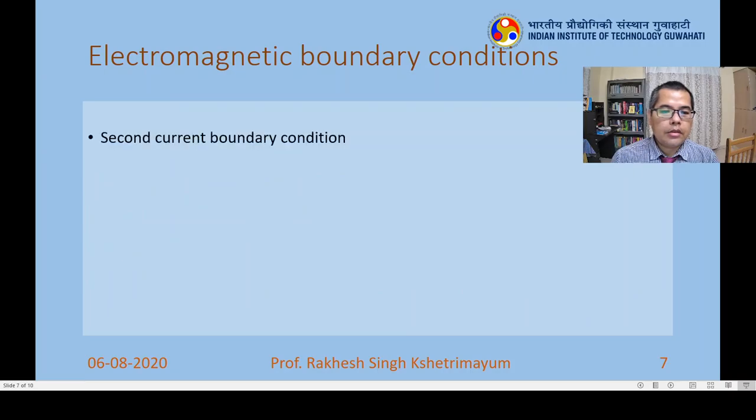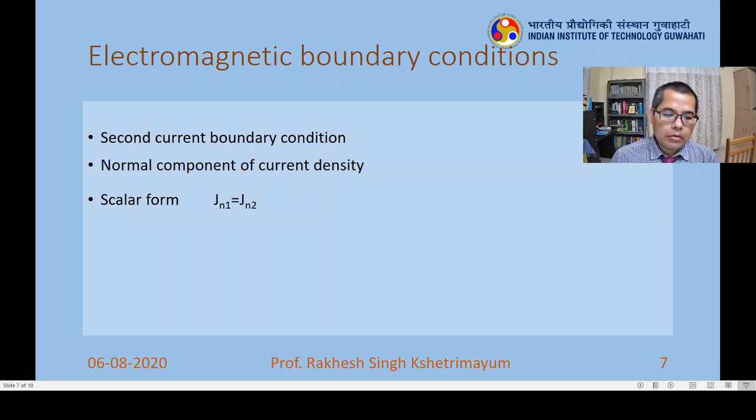Let's go to the second current boundary condition. It has to do with the normal component of the current density, and in scalar form it can be written as Jn1 is equal to Jn2. It says that the normal component of the electric current density in region 1 is equal to the normal component of the electric current density in region 2.